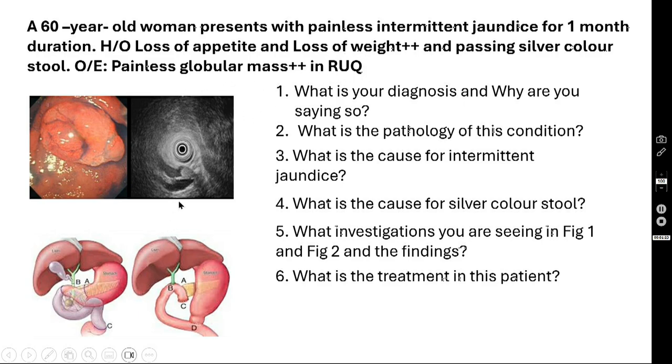So these are the pictures and these are the 6 questions. Question number 1. What is your diagnosis and why are you saying so? Question number 2. What is the pathology of this condition? Question number 3. What is the cause for intermittent jaundice? Question number 4. What is the cause for silver color stool? Question number 5. What investigations are you seeing in figure 1 and in figure 2, and what are the findings? And finally, question number 6, what is the treatment in this patient?